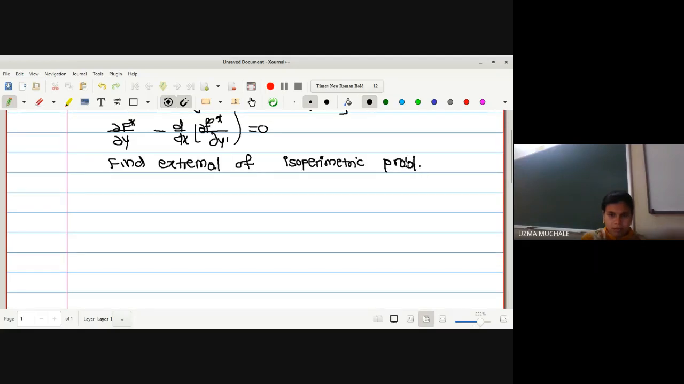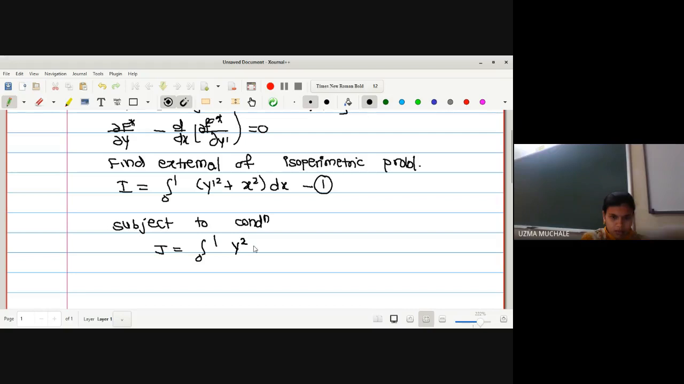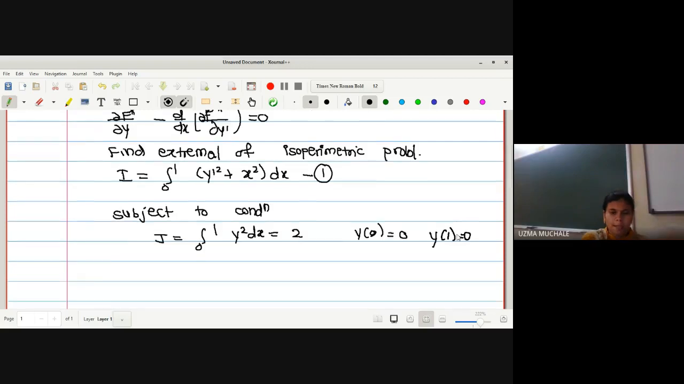Find the extremal of the isoperimetric problem such that the integral I is equal to the integral from 0 to 1 of y dash square plus x square dx. This is our equation number 1, subject to the condition integral J from 0 to 1 of y square dx is equal to 2. And what is the next condition? y of 0 is 0 and y of 1 is equal to 0.